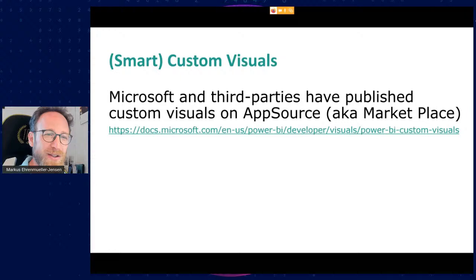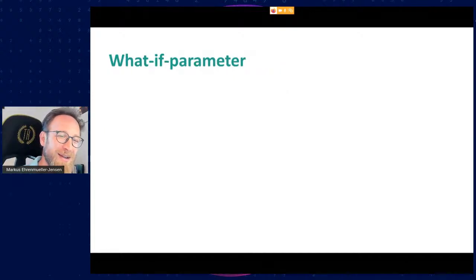Smart custom visuals, I did show you for the ARIMA. We did that. I started the demo for the correlation plot, but did not finish it. This was also custom visuals. And some of the custom visuals are built on R, for example. So you have to install R on your computer. And if you are installing that, you can also run the R scripts in Power BI.